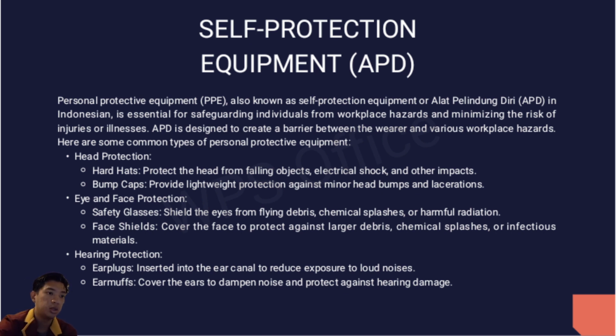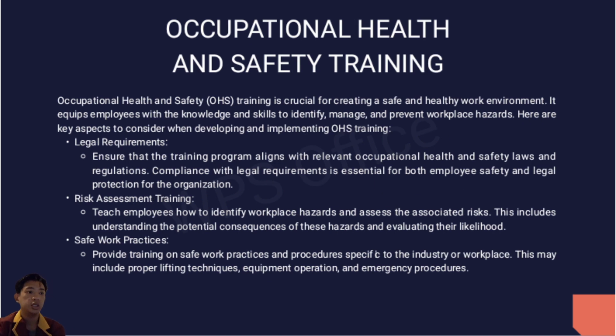Next, occupational health and safety training. Occupational health and safety training is crucial for creating a safe and healthy work environment. It equips employees with the knowledge and skills to identify, manage, and prevent workplace hazards. Here are key aspects to consider when developing and implementing training.